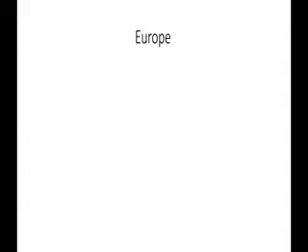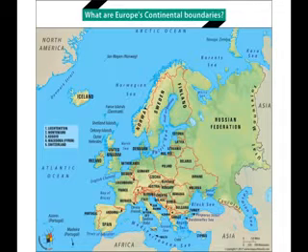So next one continent is Europe. Among the continents, Europe is the sixth largest or the second smallest continent. And it is the third most populated continent after Asia and Africa. The most populated continents are, first Asia, second Africa, and third Europe.